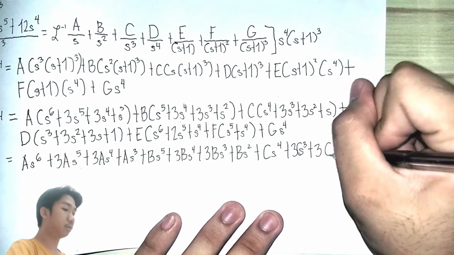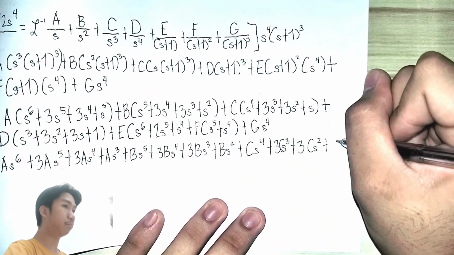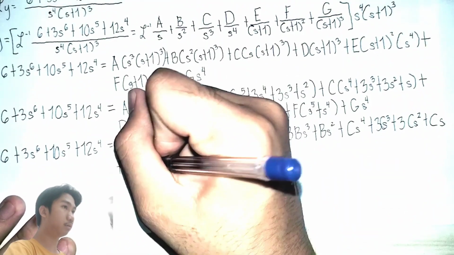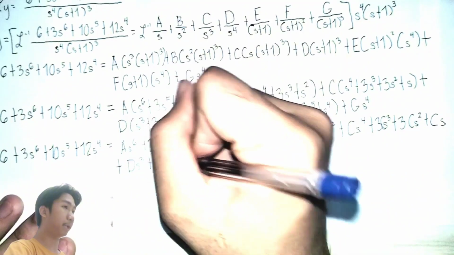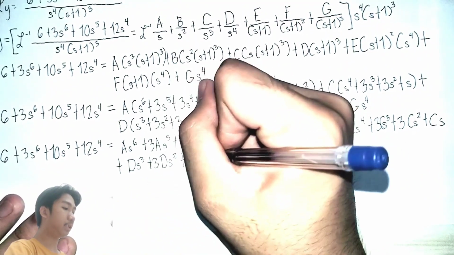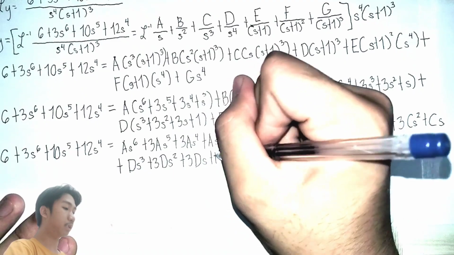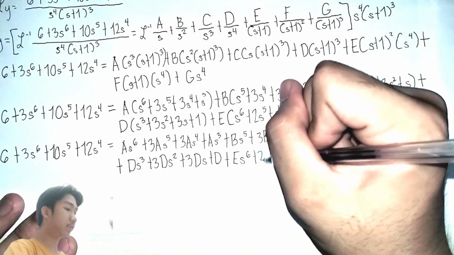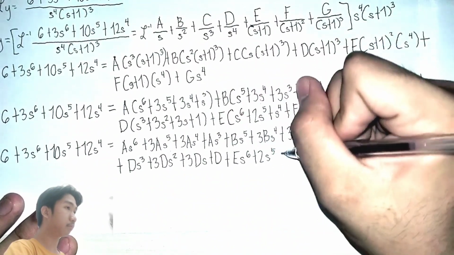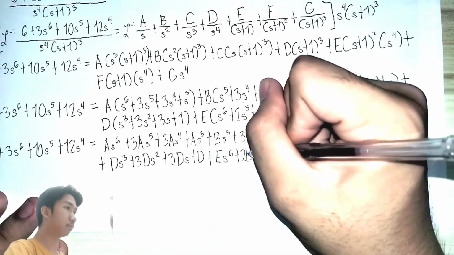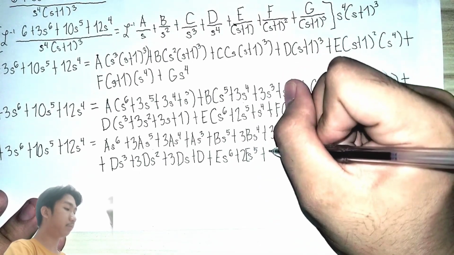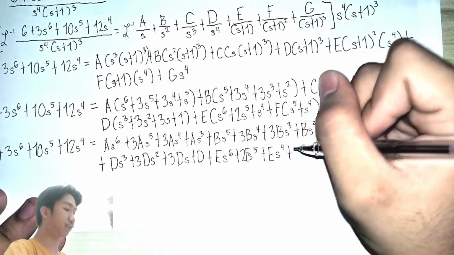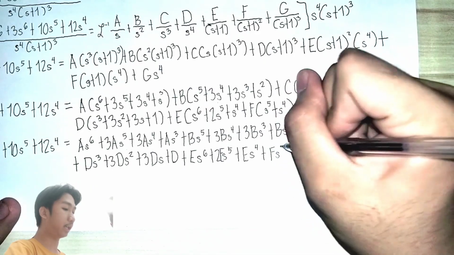plus ds cubed plus 3ds squared plus 3ds plus d plus es raised to 6 plus 2es raised to 5 plus es raised to 4 plus fs raised to 5 plus fs raised to 4 plus gs raised to 4.